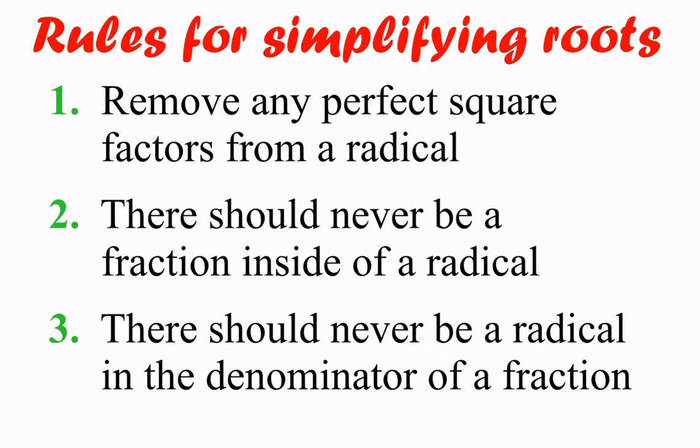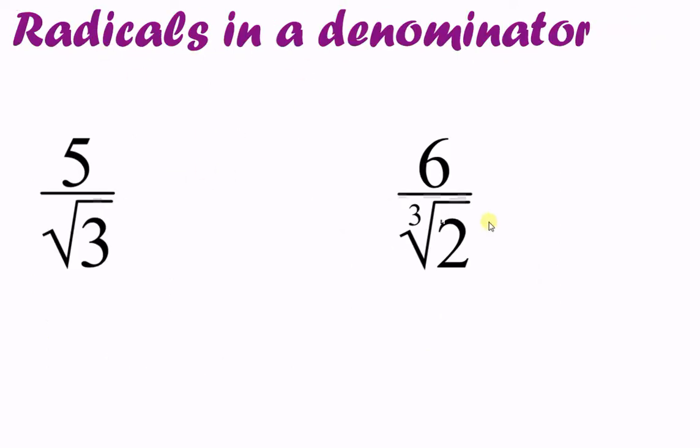So for example, on the next slide here, there's 2 fractions, both with some kind of root in the bottom. This is a square root, this is a third root, but we don't like that. There's a few reasons why, mainly that it's not easy to simplify it, and sometimes you can get a better answer if you don't have a square root or a third root in the bottom.